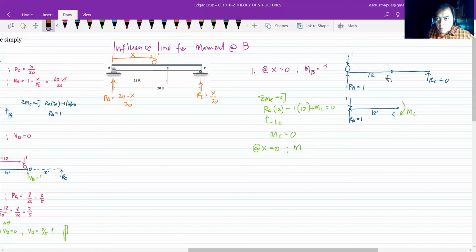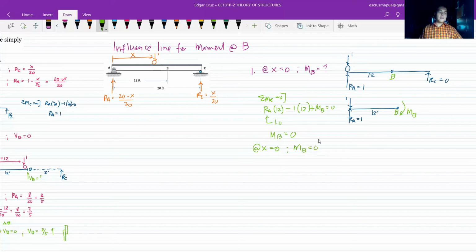Okay, so therefore, at x equals 0, we found out that the moment at B, let me correct, this is point B. Again, this is point B. So, this is MB. Moment at B is equal to 0. Okay? Now, that's the first point. Let us consider second point. Let's say at x equals 12 feet. Ano ang moment sa B?